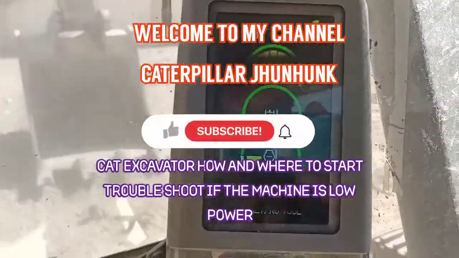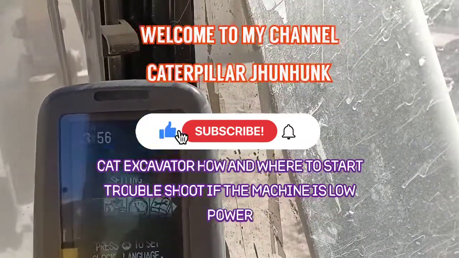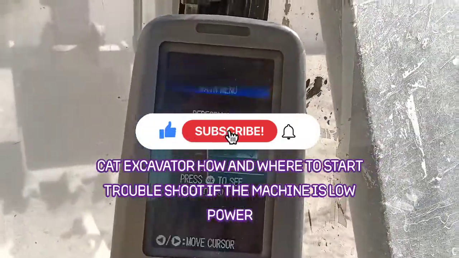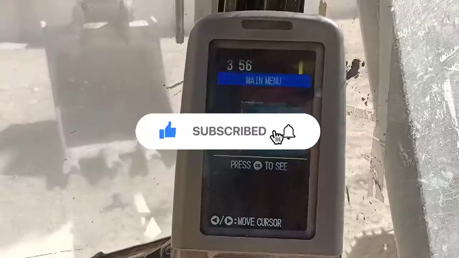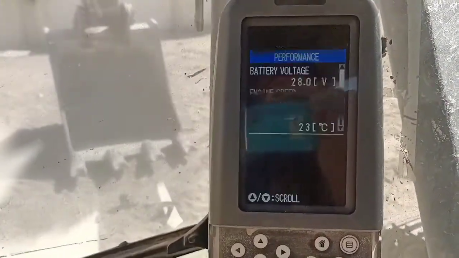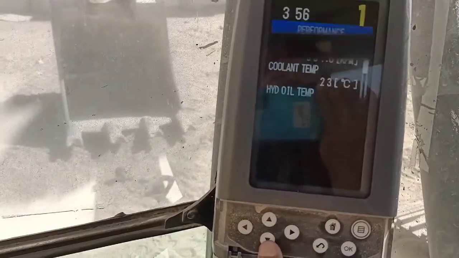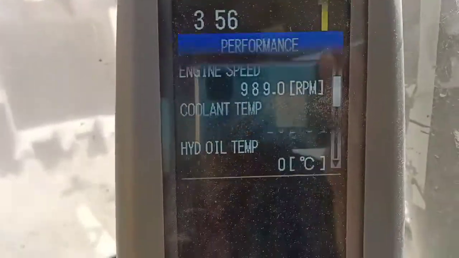Hello everyone. I would like to share how you understand if the excavator or any machine has low power. As you can see now, you can see the RPM.